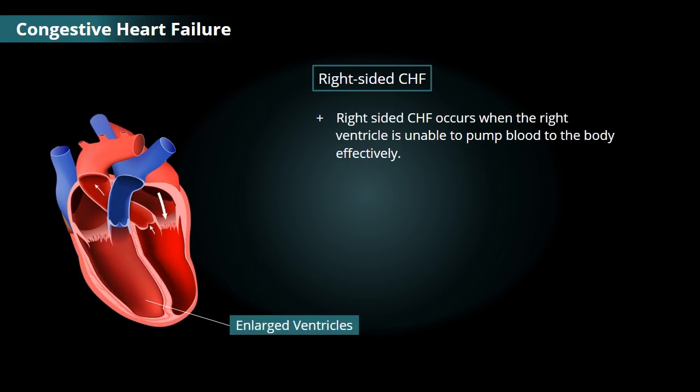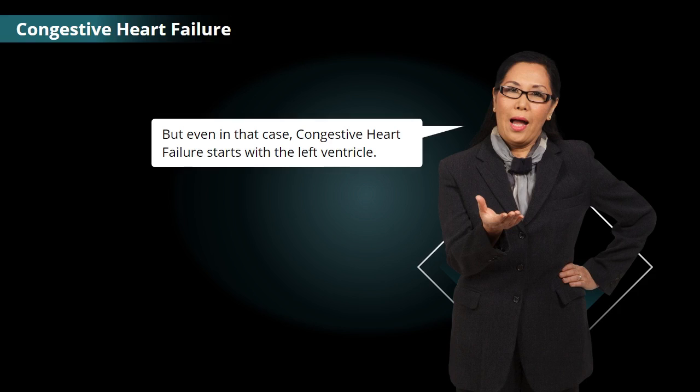Right-sided CHF occurs when the right ventricle is unable to pump blood to the body effectively. It is less common than left-sided CHF. However, there is a possibility that both right-sided CHF and left-sided CHF occur at the same time. But even in that case, congestive heart failure starts with the left ventricle.